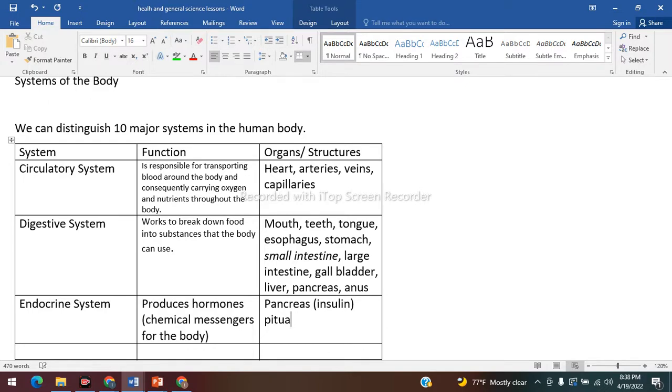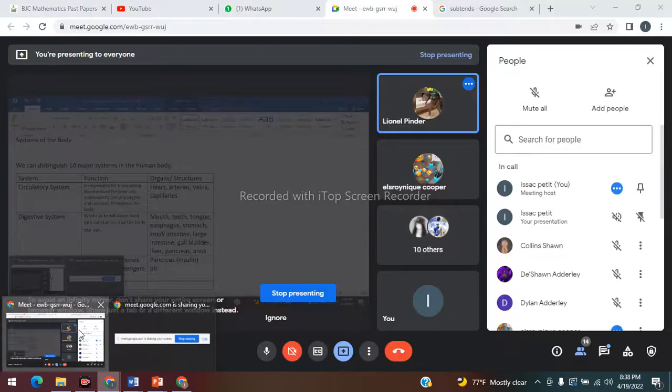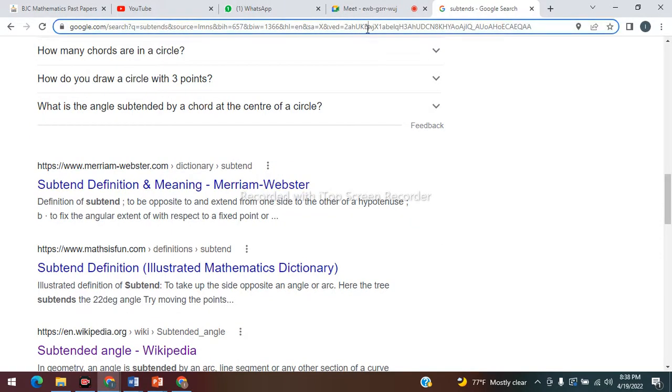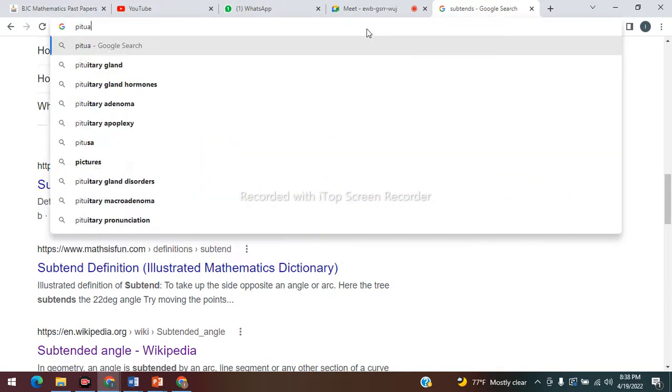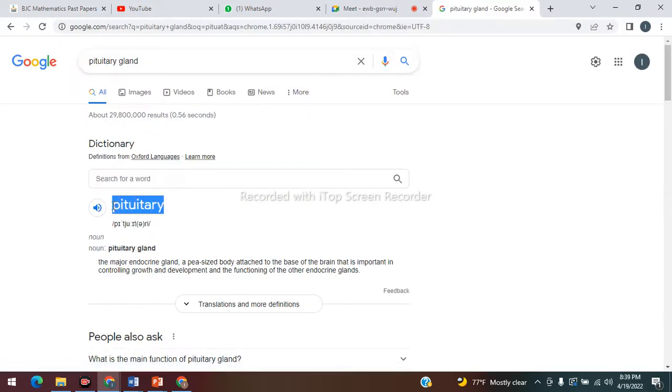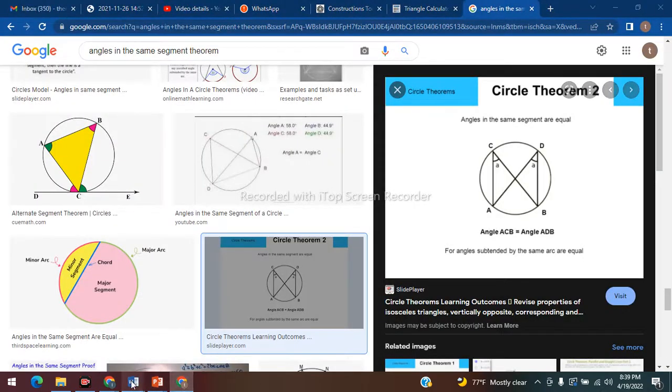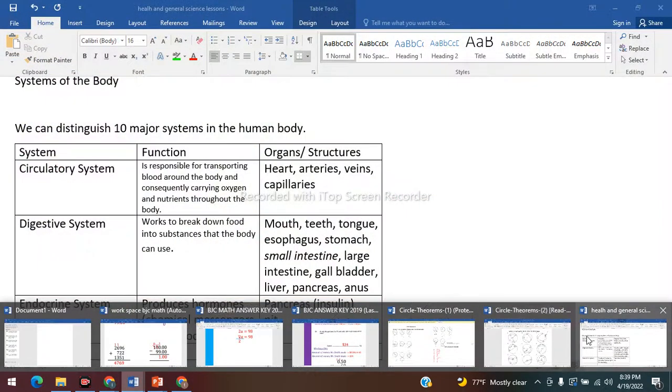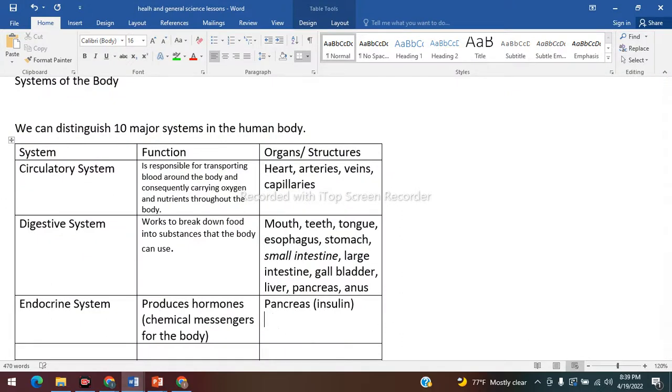How do you pronounce that? I can't remember how to spell that. Come on, Mr. Petit. I don't remember how to spell it. You could have used Siri. You should have used Google. Copy and paste. You could have asked us how to spell it.